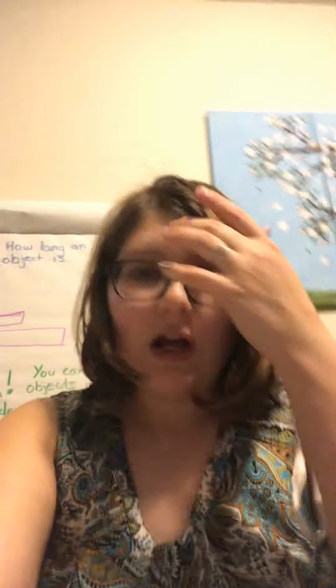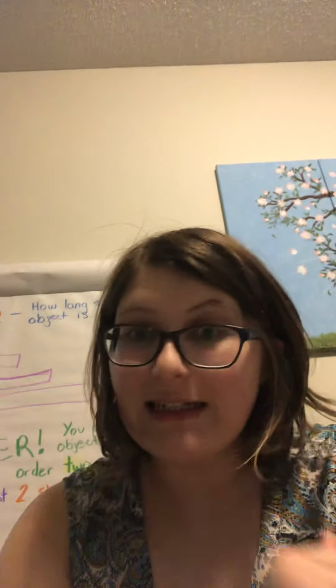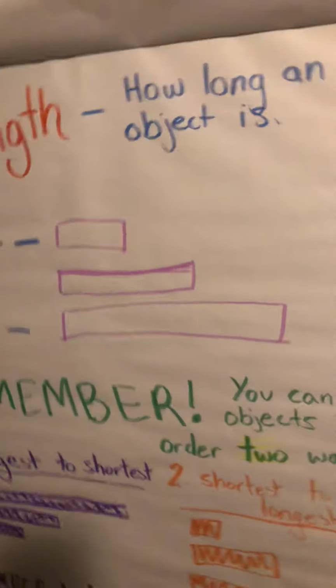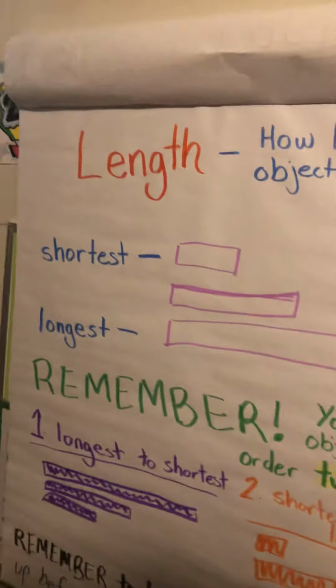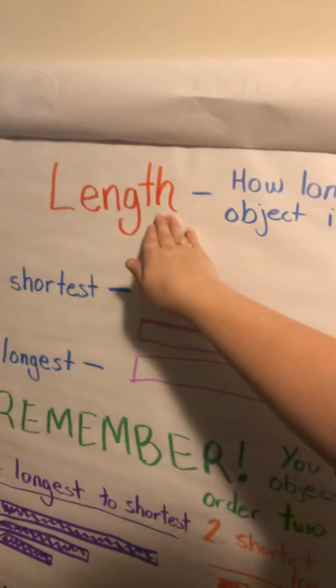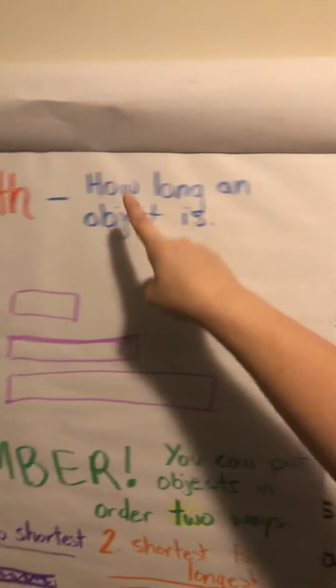We are going to solve something new today. So today's lesson is going to be about measurement. We've never touched on measurement before. What is measurement? Well, let's find out. This is measurement. We're going to solve length today. What is length? Length is how long an object is.